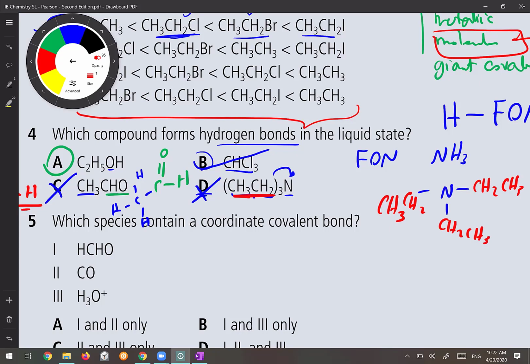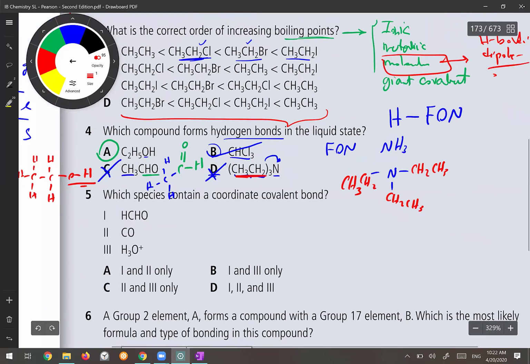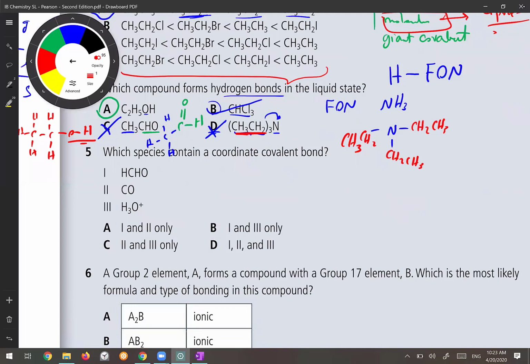So the answer is A, alcohols. And for organic molecules, when you see alcohols, you must know that there is hydrogen bond there. Any question? No. Okay, so if you don't have questions, let's move on to question number 5. It says, which species contain a coordinate covalent bond? A.